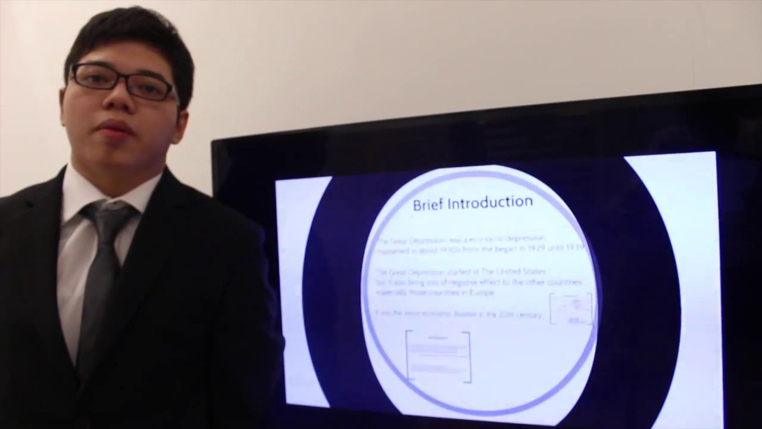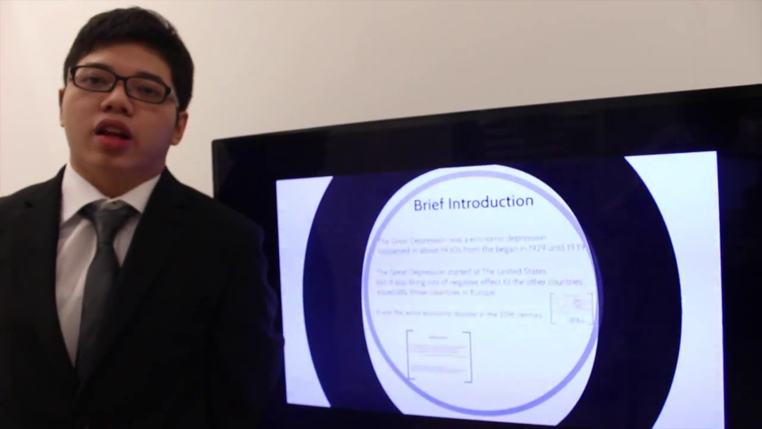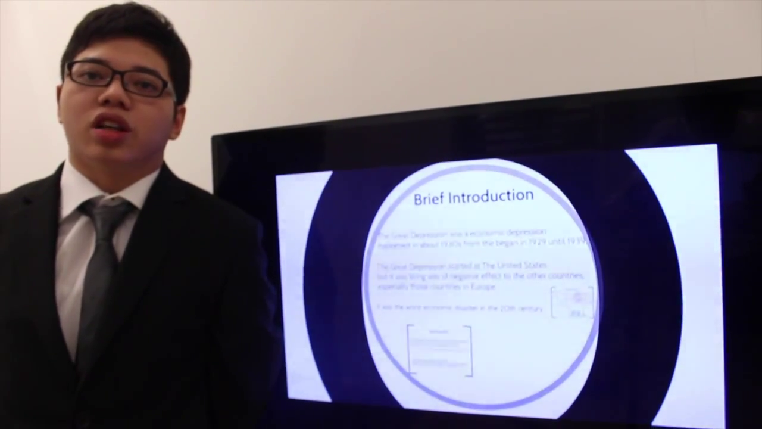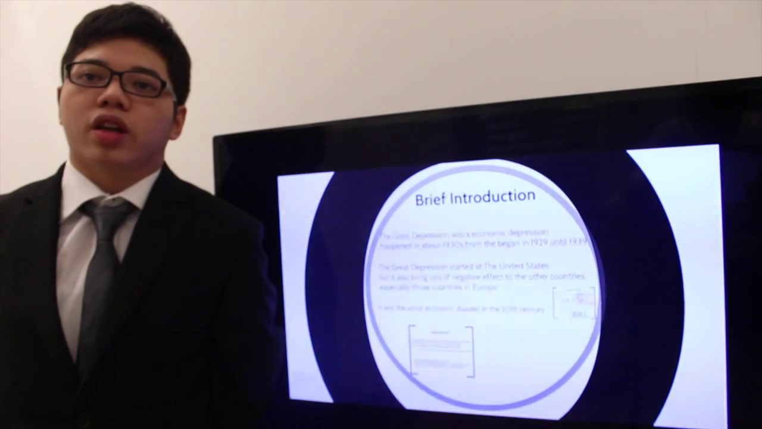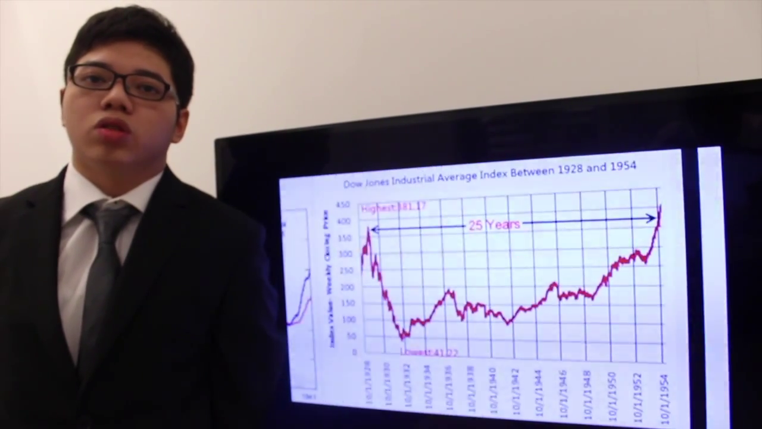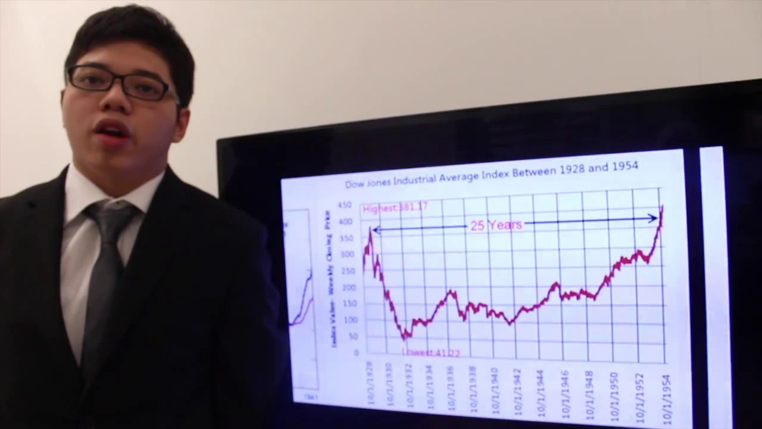It was an economic depression between 1929 and 1939. The Great Depression first started in the United States, but it also brought lots of negative effects to other countries, especially those in Europe. This graph shows how bad the Great Depression was. This graph shows the Dow Jones Industrial Average Index.